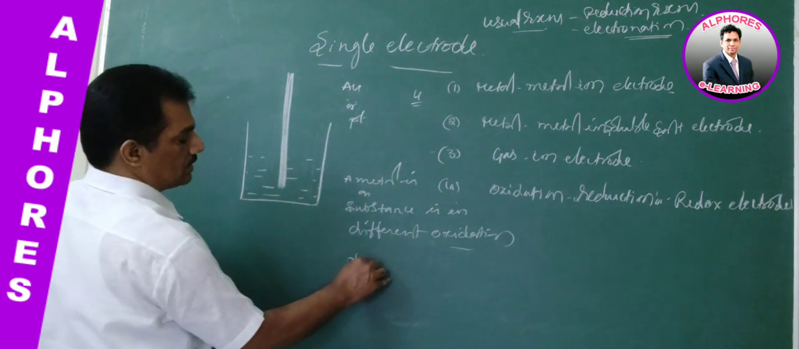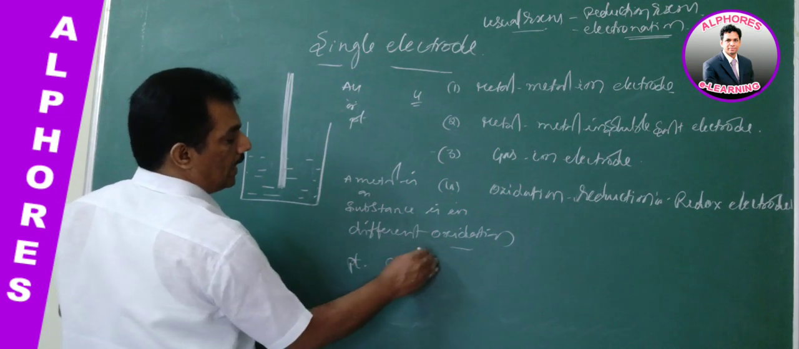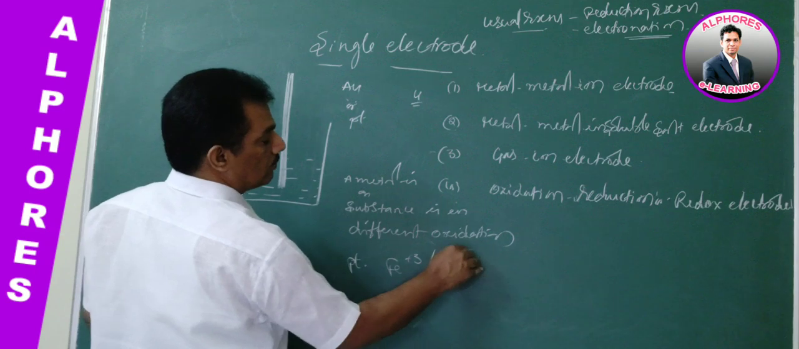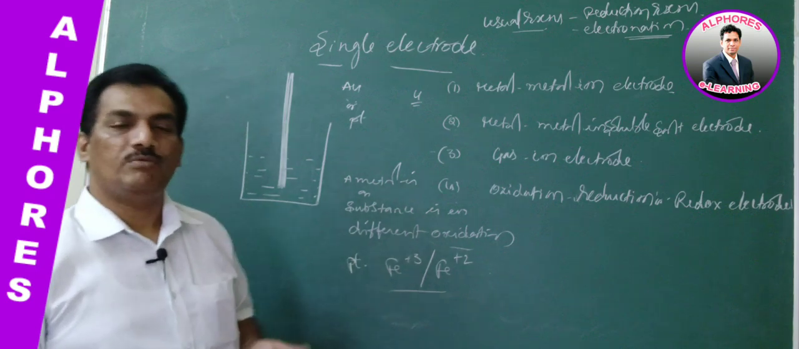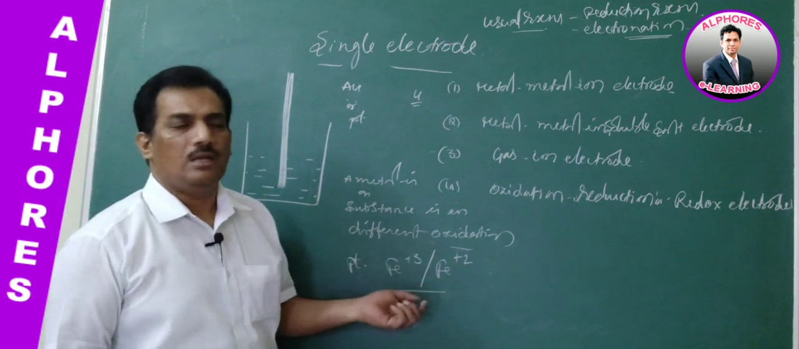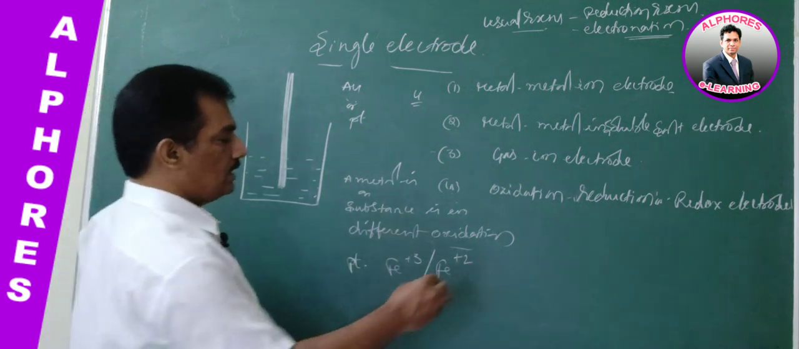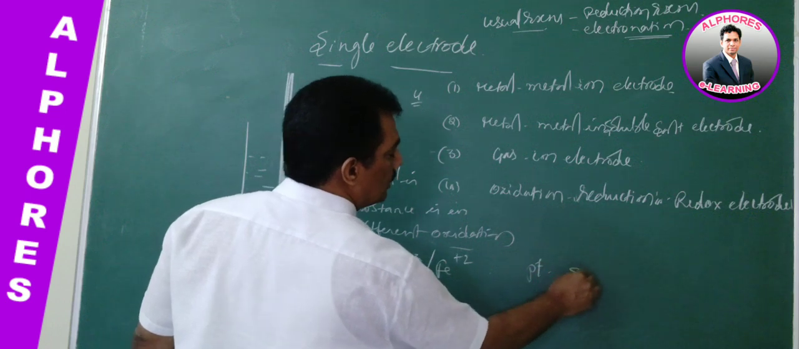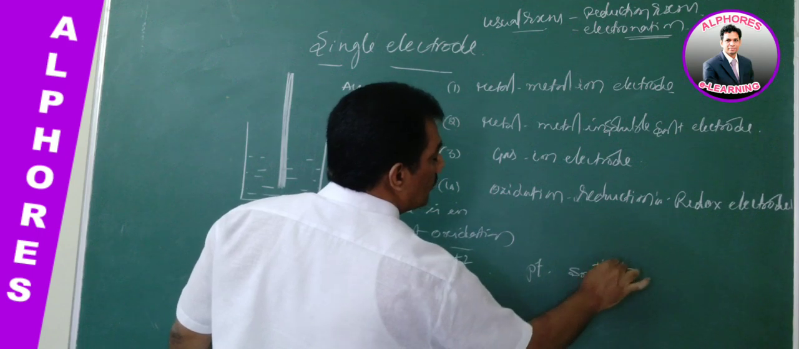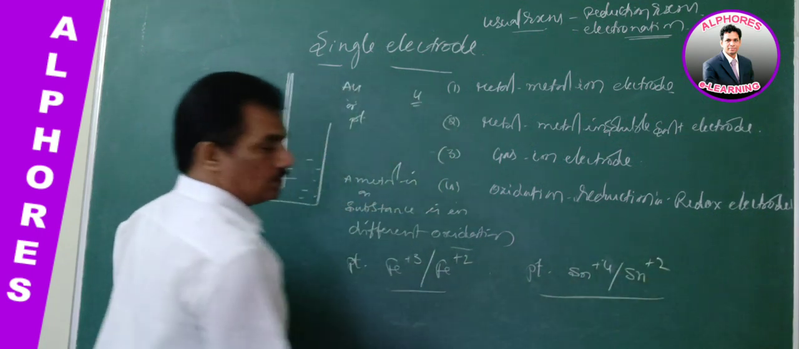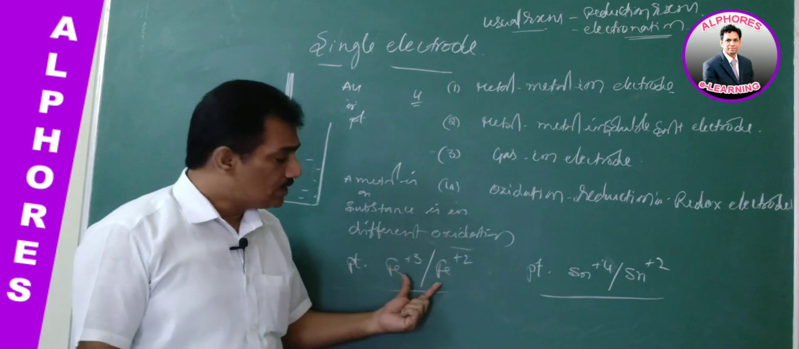For example, let me give one example. When this platinum is in contact with a ferric and ferrous ion solution, both these two present in the same solution, it is nothing but platinum dipped in its ferrous and ferric ion solution, which is one oxidation reduction or redox electrode. And one more example for this, when platinum or gold is used for stannic and stannous ion present in the electrolyte solution. Simply you can remember, oxidation reduction requires presence of the same substance.